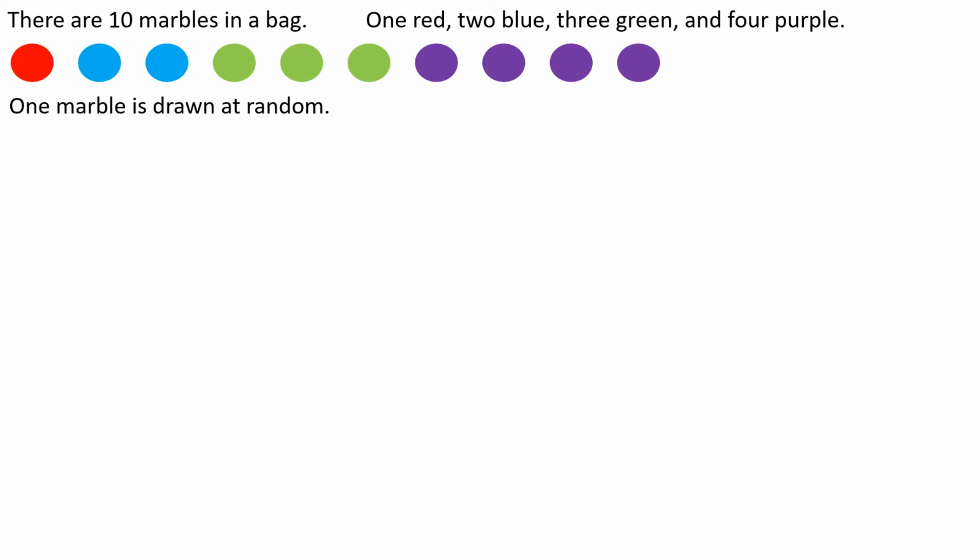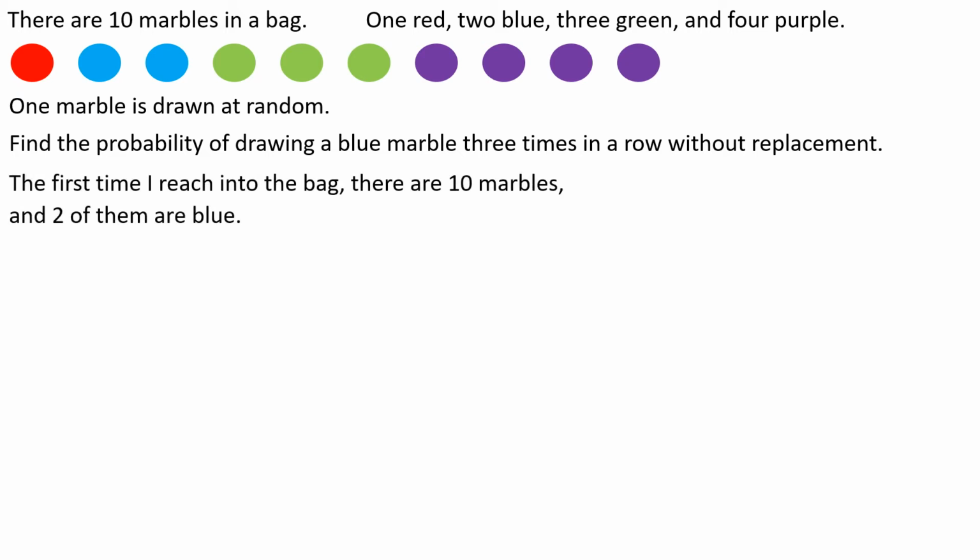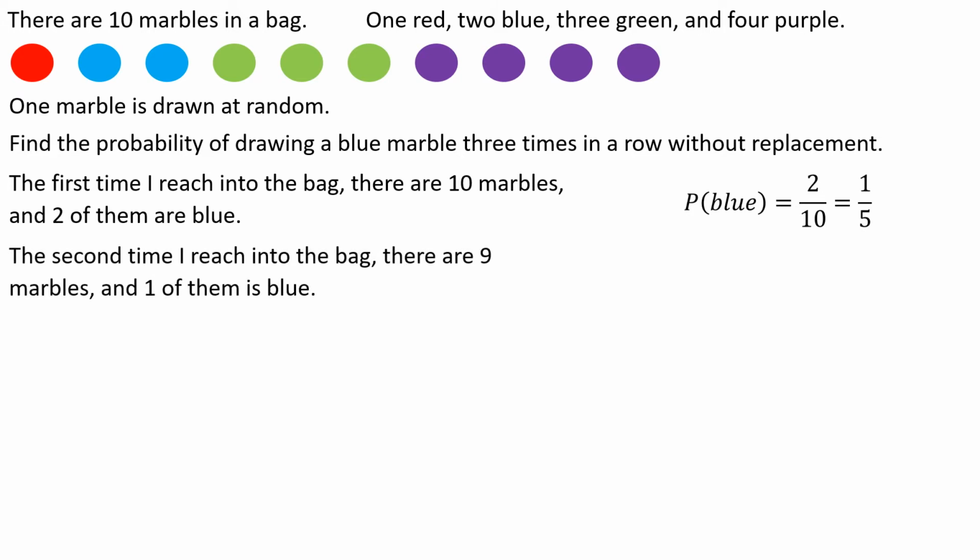Okay, again, same bag of marbles, so let's start all over with all 10 in the bag. Let's find the probability of drawing a blue marble 3 times in a row without replacement. Well, I'm going to reach in that bag. There are 10 marbles. 2 of them are blue. 2 over 10 reduces to 1/5. Now there are only 9 marbles, and only 1 of them is blue. So my probability is now 1 out of 9.